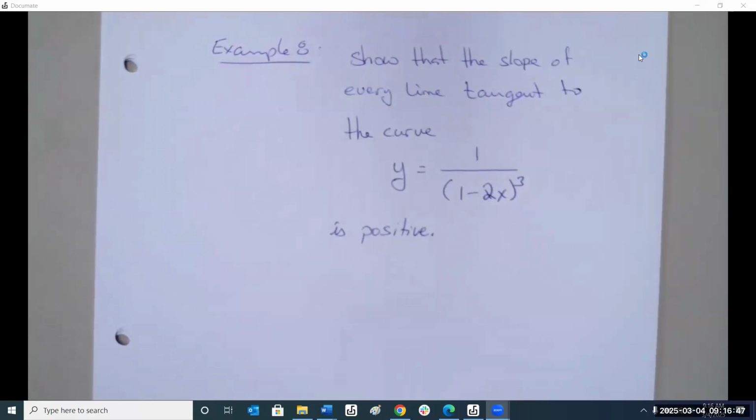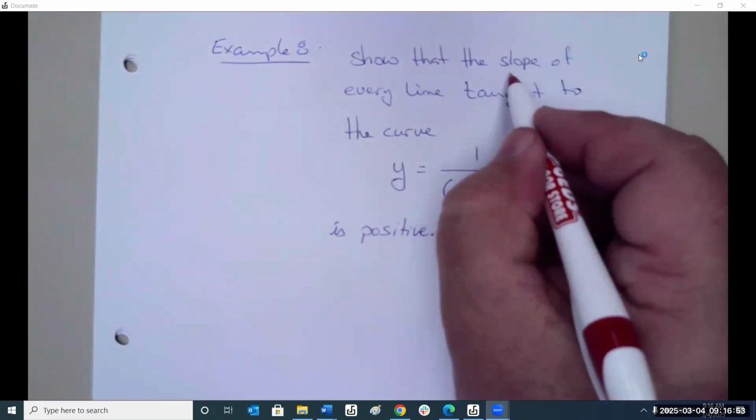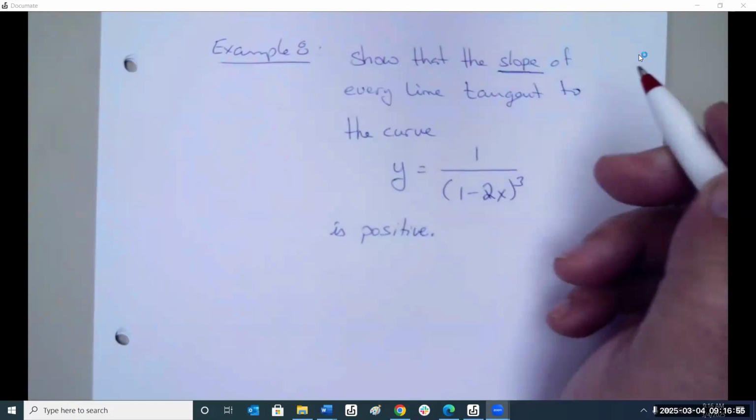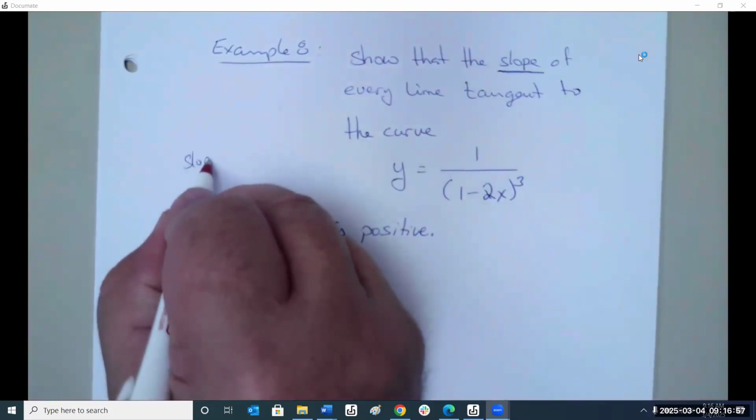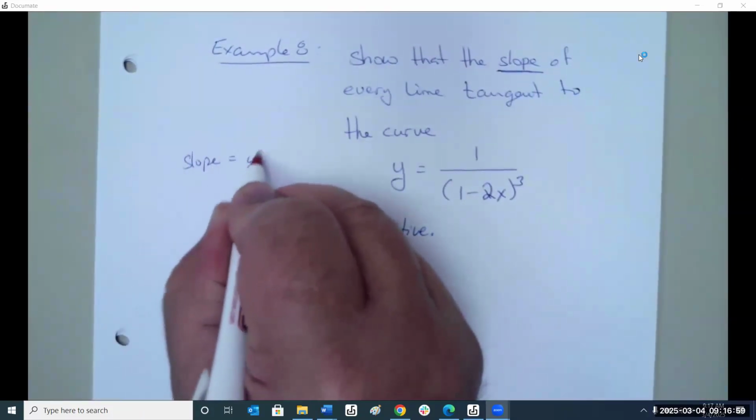Did I say the slope? Yep, because it's saying show that the slope. Remember, the slope equals the first derivative.